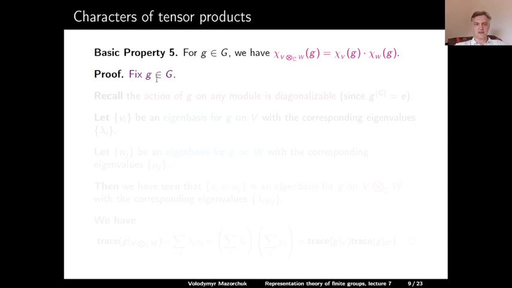So let us fix g in our group. And recall that the action of g on any module is diagonalizable. This is because the cardinality of G power of the element little g is equal to the identity. And so the element g is annihilated by the polynomial x to the power of the cardinality of G minus 1, and this polynomial does not have multiple roots. If a linear operator is annihilated by a polynomial without multiple roots, it is diagonalizable.